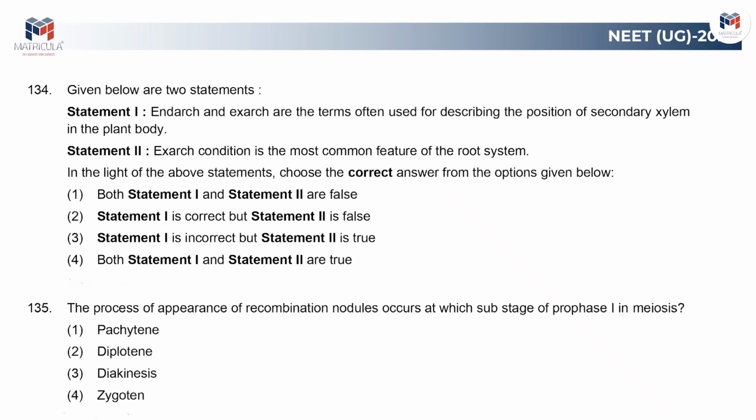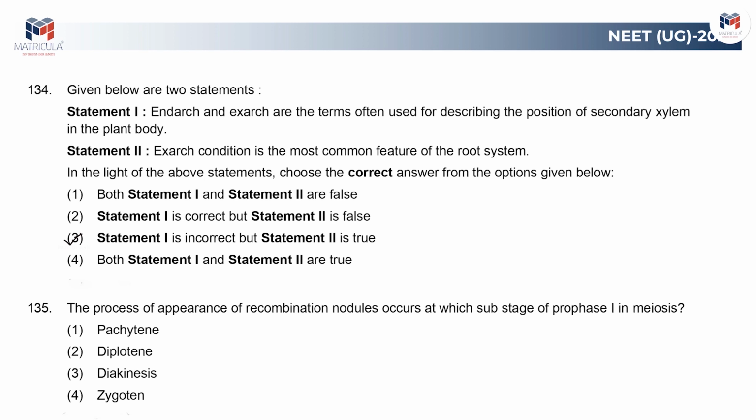Question number 134. Given below are two statements. Statement 1: Endarch and exarch are the terms often used for describing the position of primary xylem in the plant body. Statement 2: Exarch condition is the most common feature of root system. In the light of the above statements, choose the correct answer from the options given below. The answer is option number 3. Statement 1 is incorrect, but statement 2 is true.